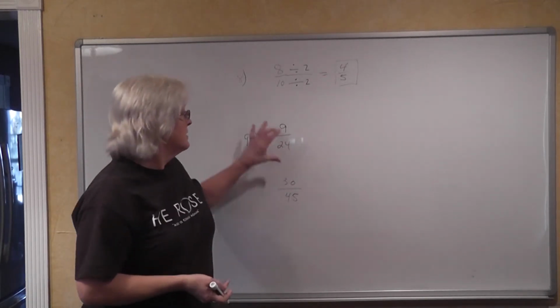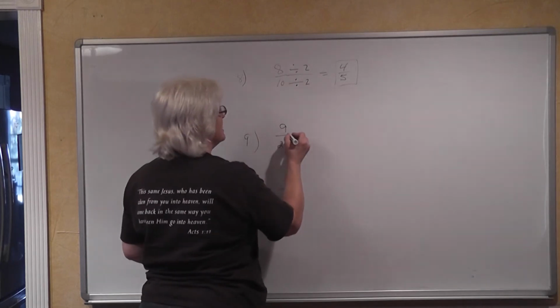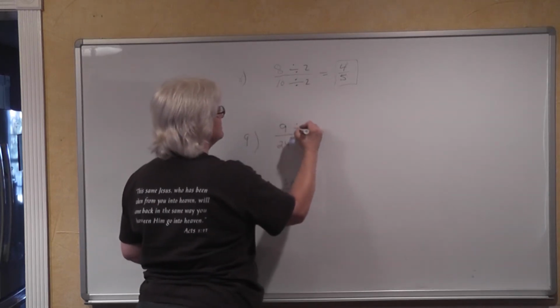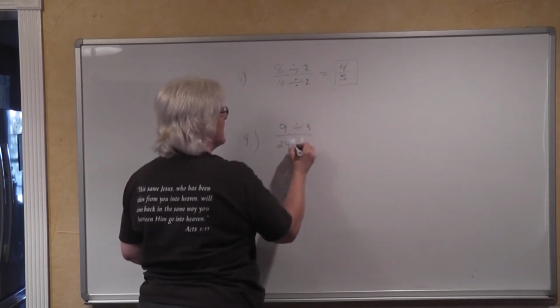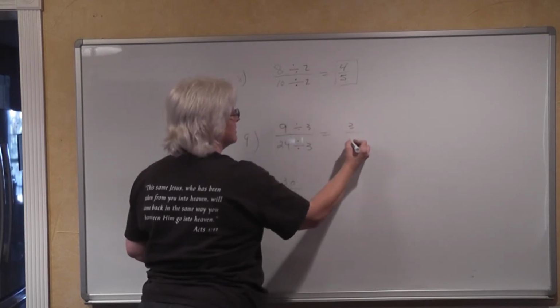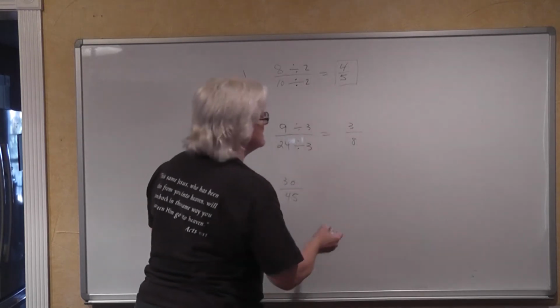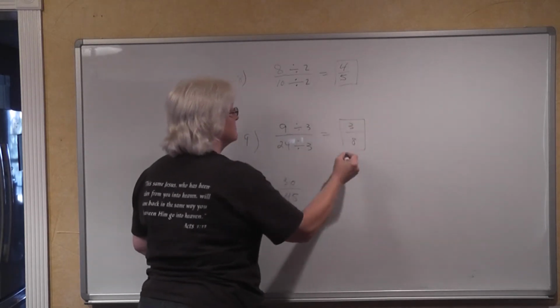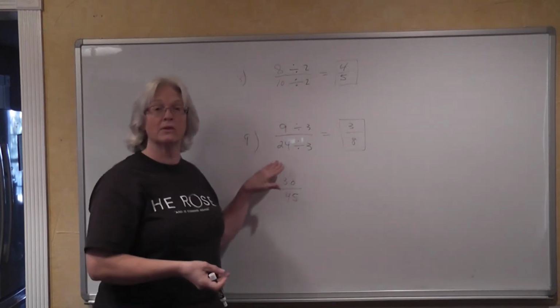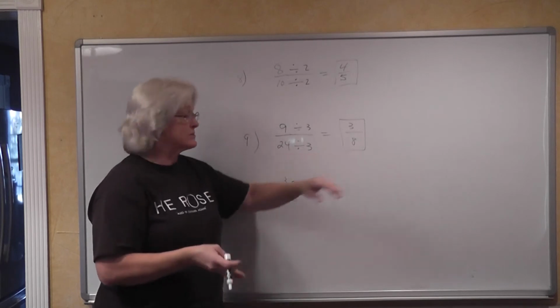The greatest common factor of 9 and 24 is 3. So we're going to divide the numerator and the denominator by 3. 9 divided by 3 is 3. 24 divided by 3 is 8. So 9/24 reduces to lowest terms as 3/8.